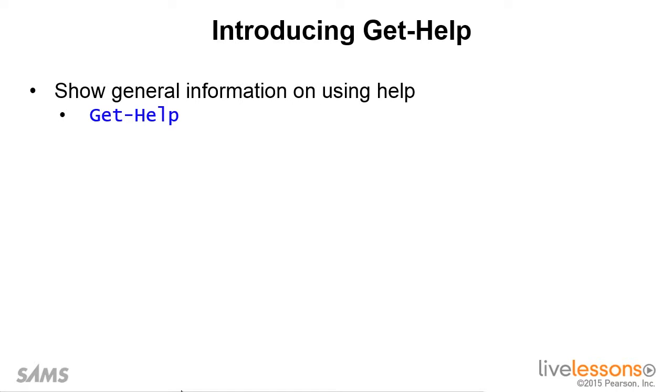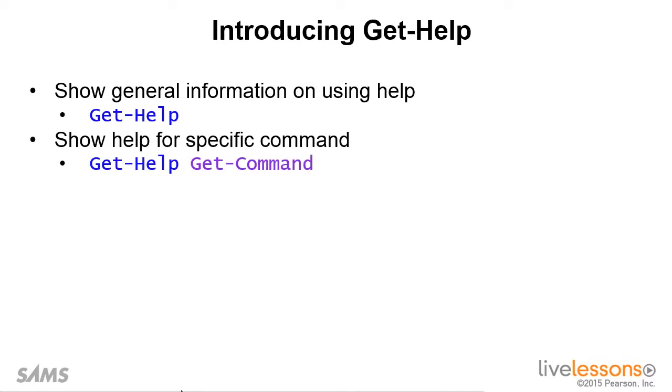Let's start by introducing you to the commandlet git help. You can actually show general information on how to use help with Windows PowerShell by just typing git-help. You can show different help documentation about a specific command by typing git-help and then typing the commandlet itself. In this example, we are typing git-help and then we are typing git-command. This is going to return to us all of the help documentation for the command git-command.